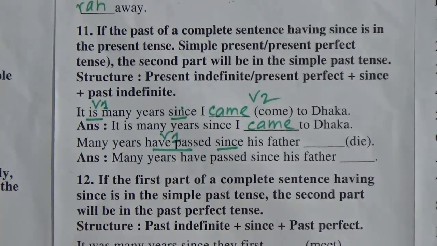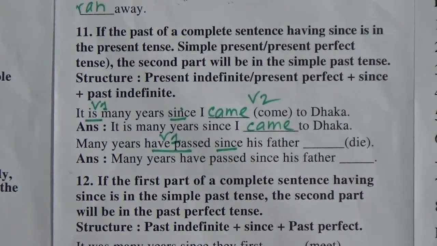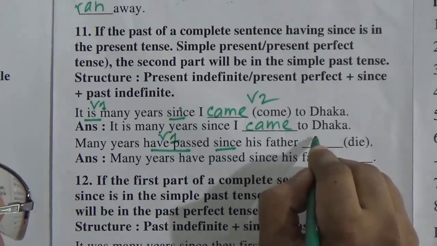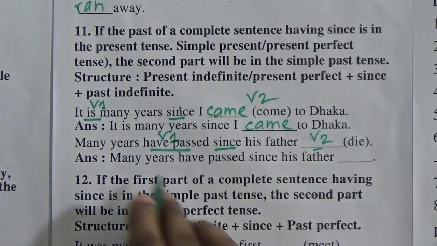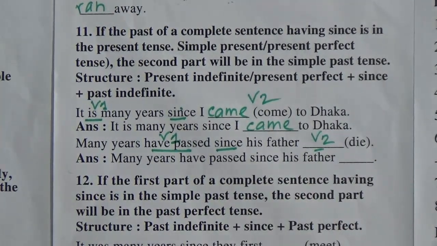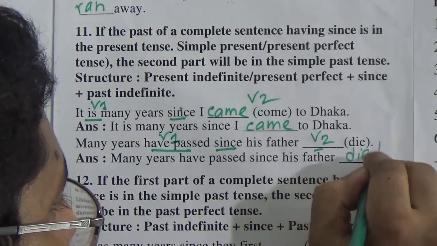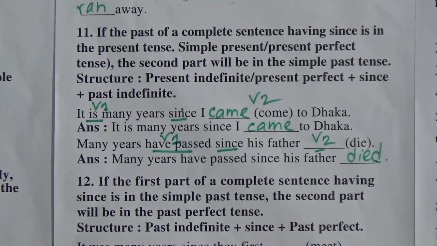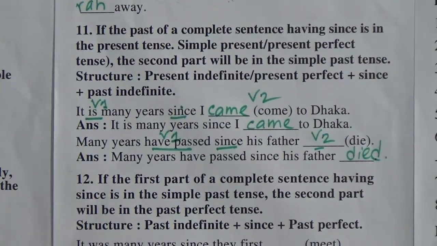Okay. Another: many years have passed since. So before since comes again V1 or present perfect tense. What will we do? We will use past indefinite tense, V2. What is V2? Past indefinite tense. So: his father died. Very simple. Number 12, you don't need to memorize these structures.